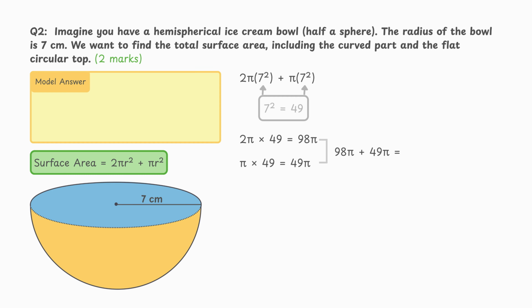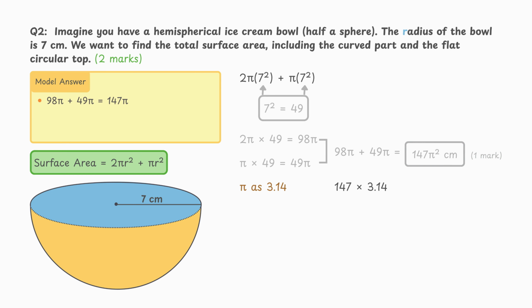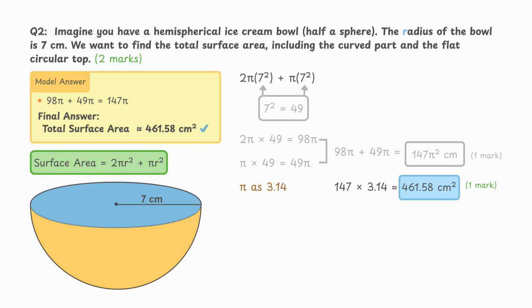Now we add the two parts together. 98 pi plus 49 pi equals 147 pi. So the exact total surface area is 147 pi square centimeters. Now we need to turn this into a decimal answer. Using pi as 3.14, we calculate 147 times 3.14 equals 461.58. So the total surface area is approximately 461.58 centimeters squared.